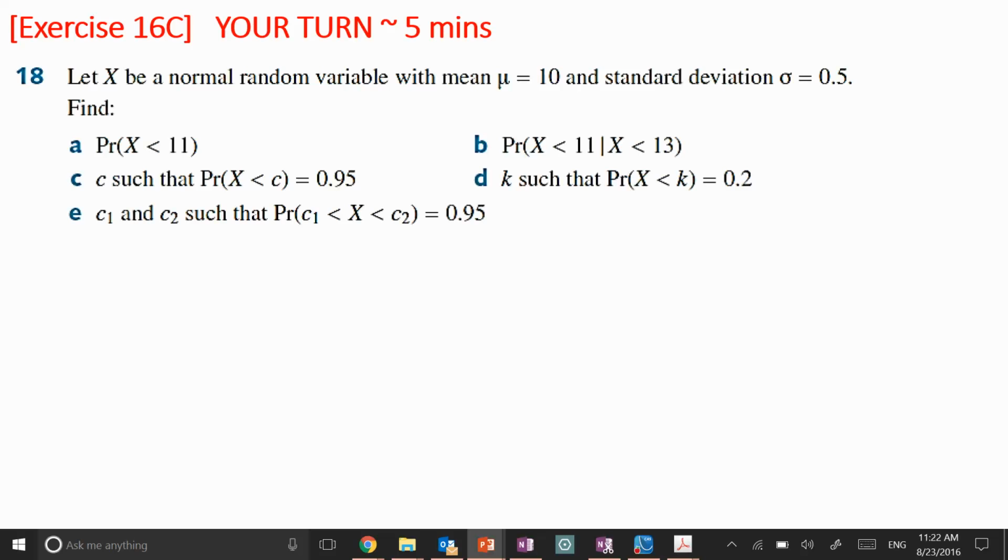Yes, you can. Grab a few while you're at it too. Grab any calculators ready. 5 minutes. Let's see. It's now 11:21. 11:26. I'll come back.